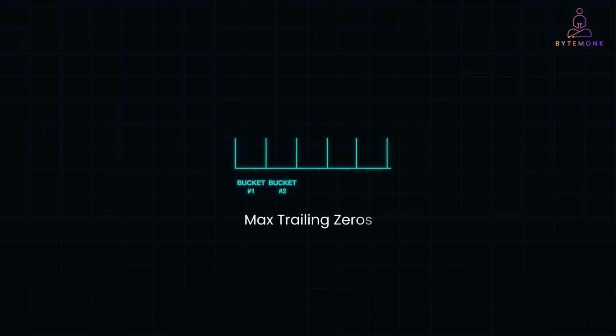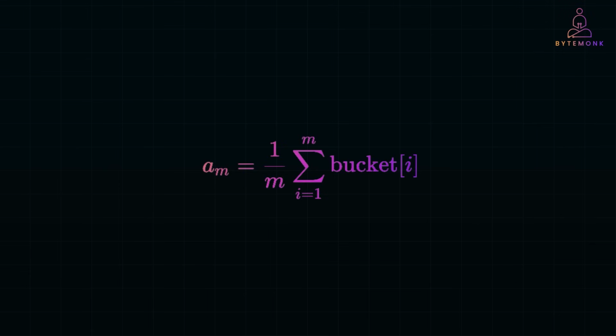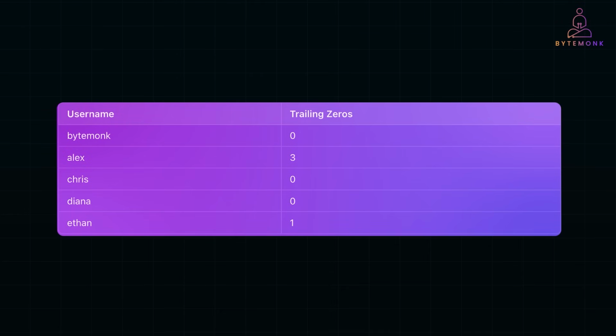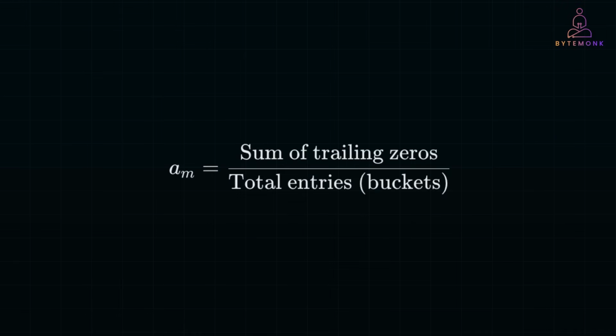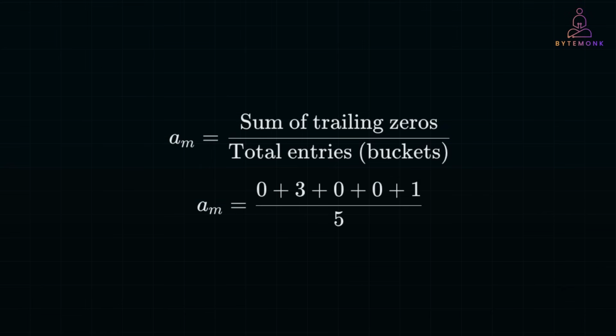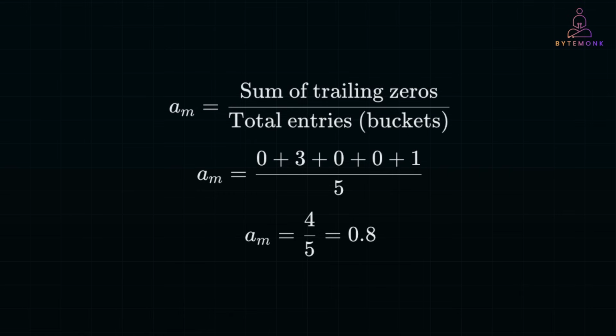Once we have the max trailing zeros in each bucket, we compute A sub m, the average across all buckets. And here, the term bucket of i represents the maximum number of trailing zeros found in bucket i. And from our dataset, we have the following trailing zero counts for each username. So we calculate an arithmetic mean, which is A sub m equal to sum of trailing zeros divided by the total entries, which is buckets in our case. So A sub m becomes 0 plus 3 plus 0 plus 0 plus 1 divided by 5, which becomes 0.8.